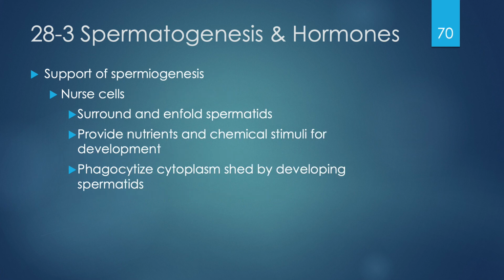Nurse cells support spermiogenesis by surrounding and completely enclosing the spermatids, so that allows them to provide nutrients and chemical stimuli for development. So essentially they're feeding the spermatids as they develop. They also phagocytize cytoplasm that's shed by the developing spermatids.